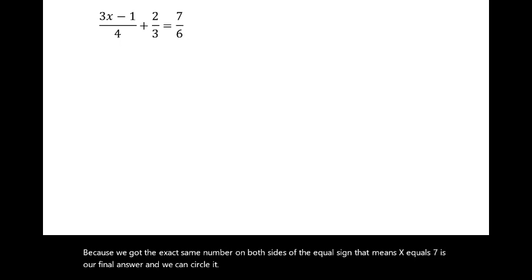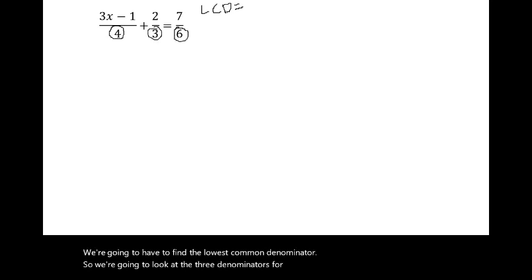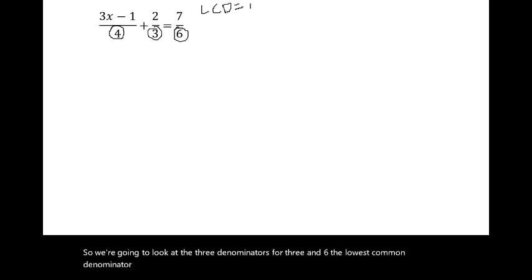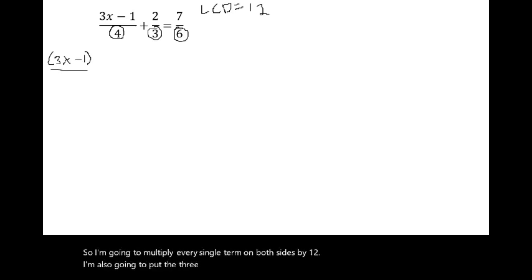For this next one, it's going to be pretty much the same idea. Because there are 3 fractions, we cannot cross multiply here. So because you can't cross multiply, we're going to have to find the lowest common denominator. We're going to look at the 3 denominators, 4, 3, and 6. The lowest common denominator between all 3 of them is 12. So I'm going to multiply every single term on both sides by 12. I'm also going to put the 3x minus 1 in parentheses.